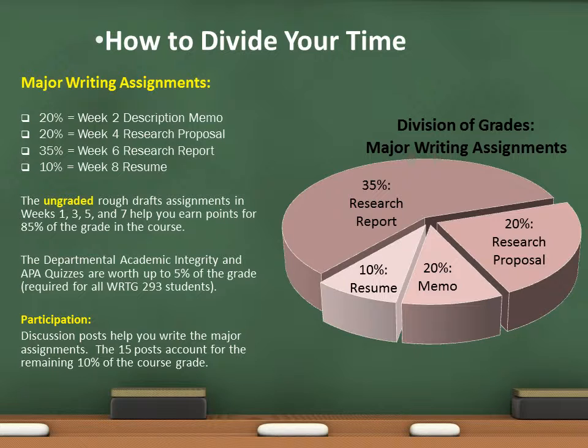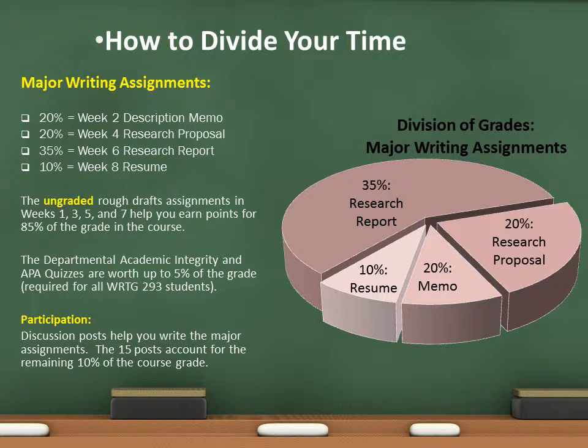Now, this is actually the most important slide in the presentation. It shows you how to allocate your time. And if you look on the right side of the screen, you see the research report. It's worth 35%. Of course, the research proposal is connected to it. It's where you start this project. So that's worth 20%. So 55% of the grade, over half of the grade, is on this research project. So you want to spend a lot of time on that.